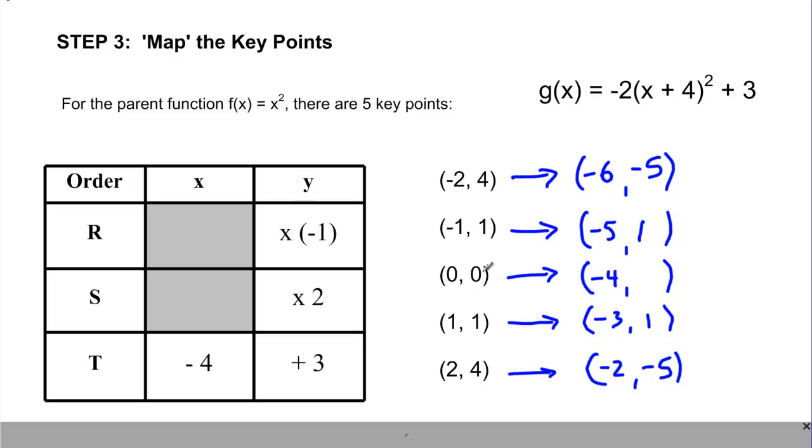Last but not least, this 0. 0 is really easy, because anything you multiply with 0 is still 0. So 0 times negative 1 is 0, then times 2 is still 0, and now we're just going to add 3. So we get the number 3. And now these are the 5 new points that we're going to use to graph our transformed parabola. So let's do that.